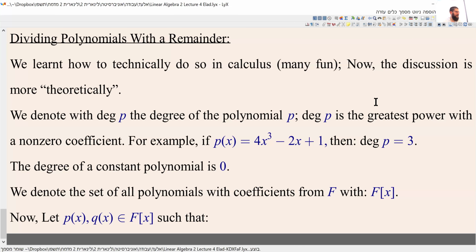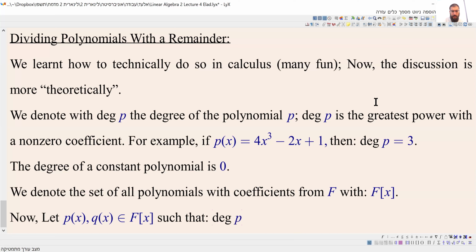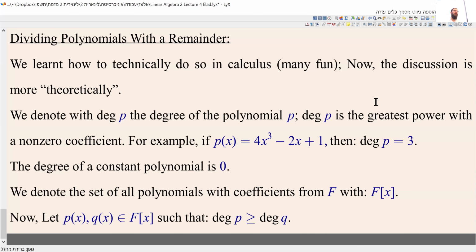Let's consider polynomials P and Q such that the degree of P is greater than or equal to the degree of Q. Now, what do I want to claim here? The technical process of dividing, we know how to do it. I'm claiming something more general, something more theoretical about the result. What do we actually do when we divide polynomials?